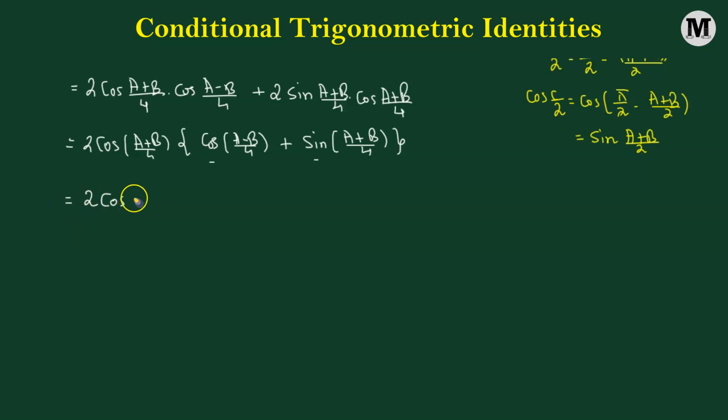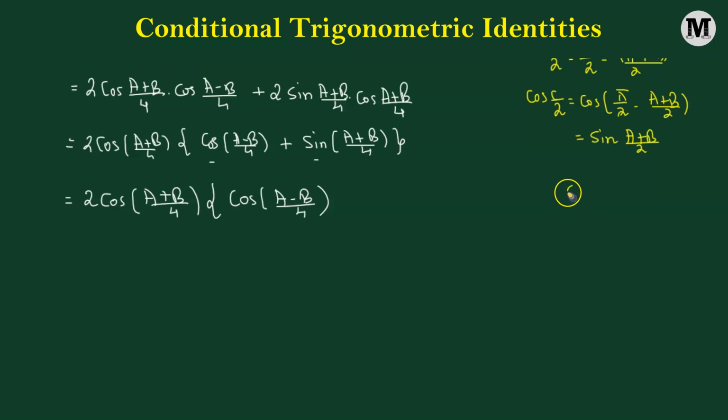we can use the facts. So let's write down the terms that are not changing here. We have 2 times cosine of (a plus b)/4. This is going to get multiplied to, so what we will do, we'll keep cosine of (a minus b)/4 as it is. We will try to change sine of (a plus b)/4 to a cosine function. Now how shall we do that?